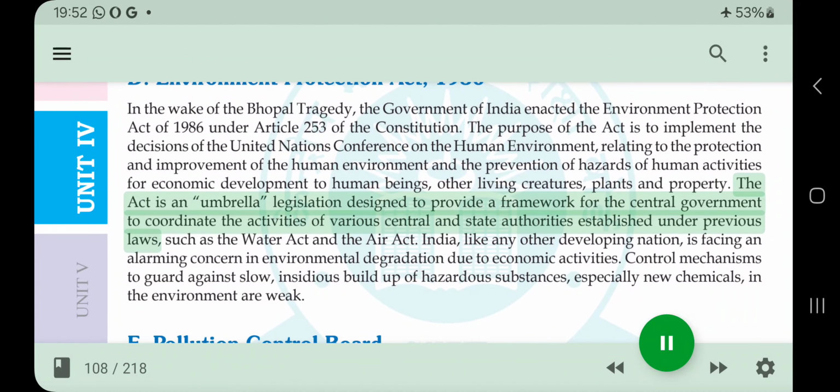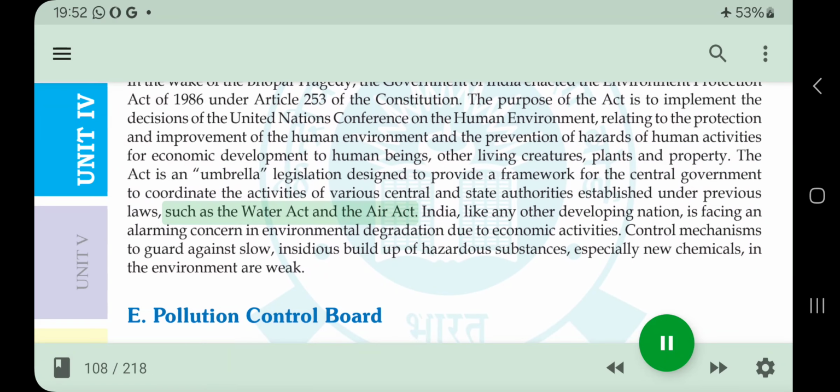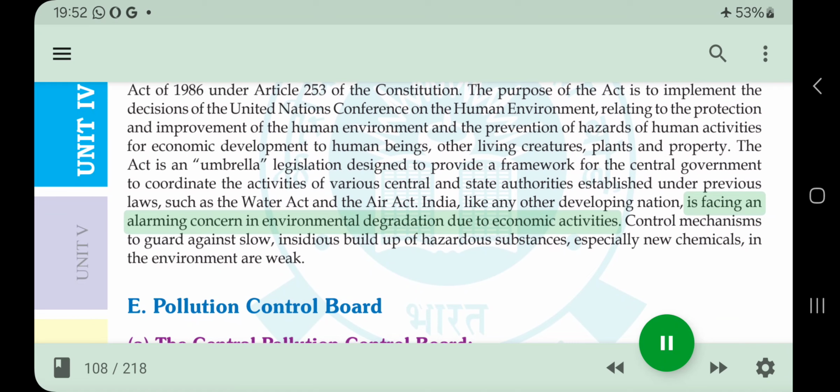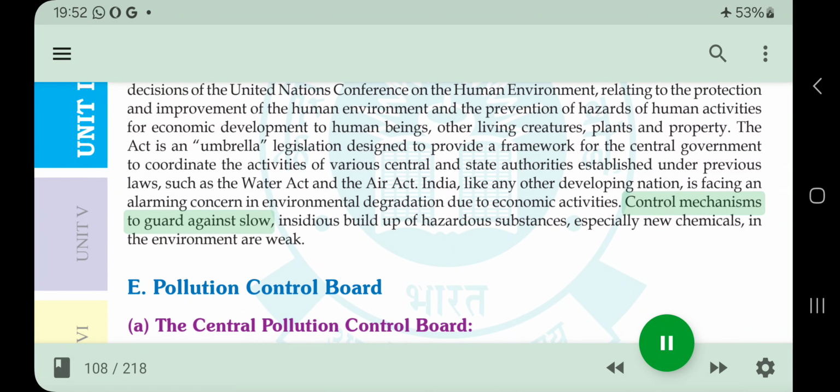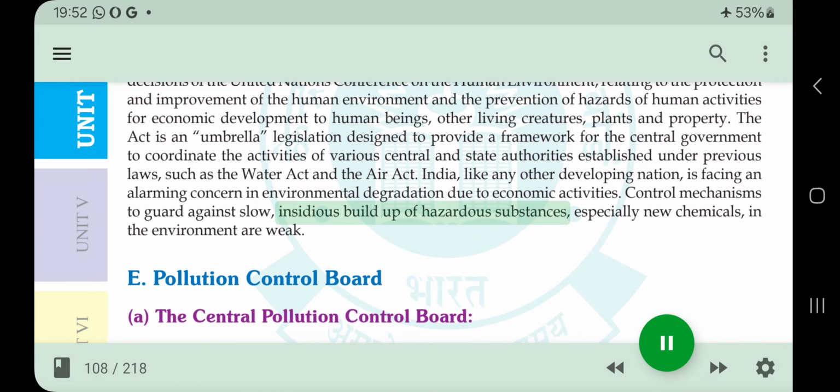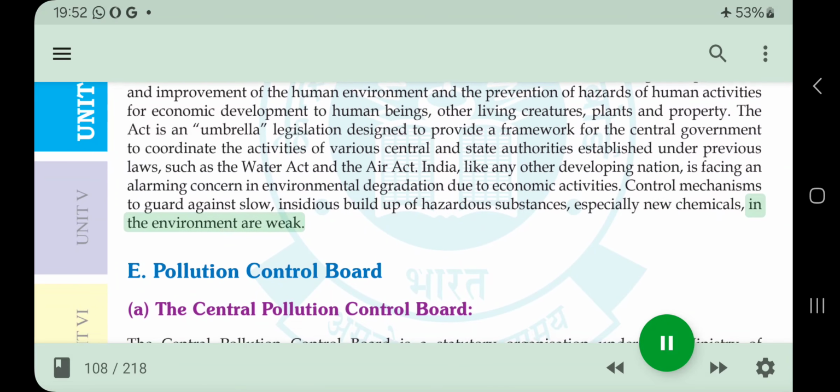The Act is an umbrella legislation designed to provide a framework for the central government to coordinate the activities of various central and state authorities established under previous laws, such as the Water Act and the Air Act. India, like any other developing nation, is facing an alarming concern in environmental degradation due to economic activities. Control mechanisms to guard against slow, insidious buildup of hazardous substances, especially new chemicals, in the environment are weak.